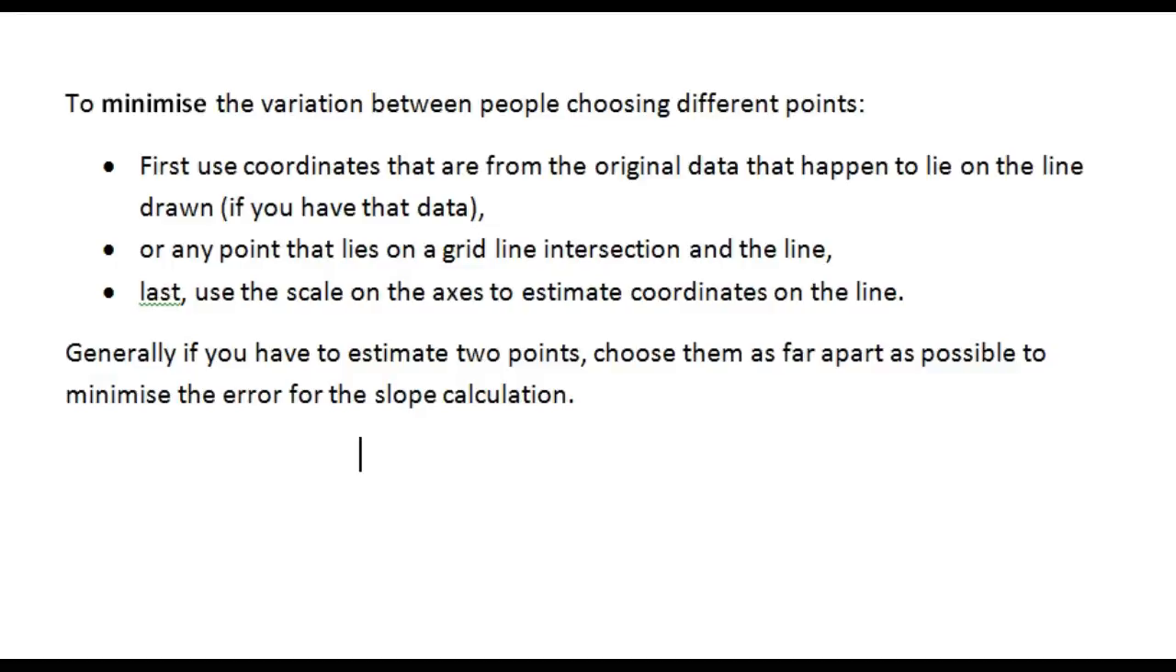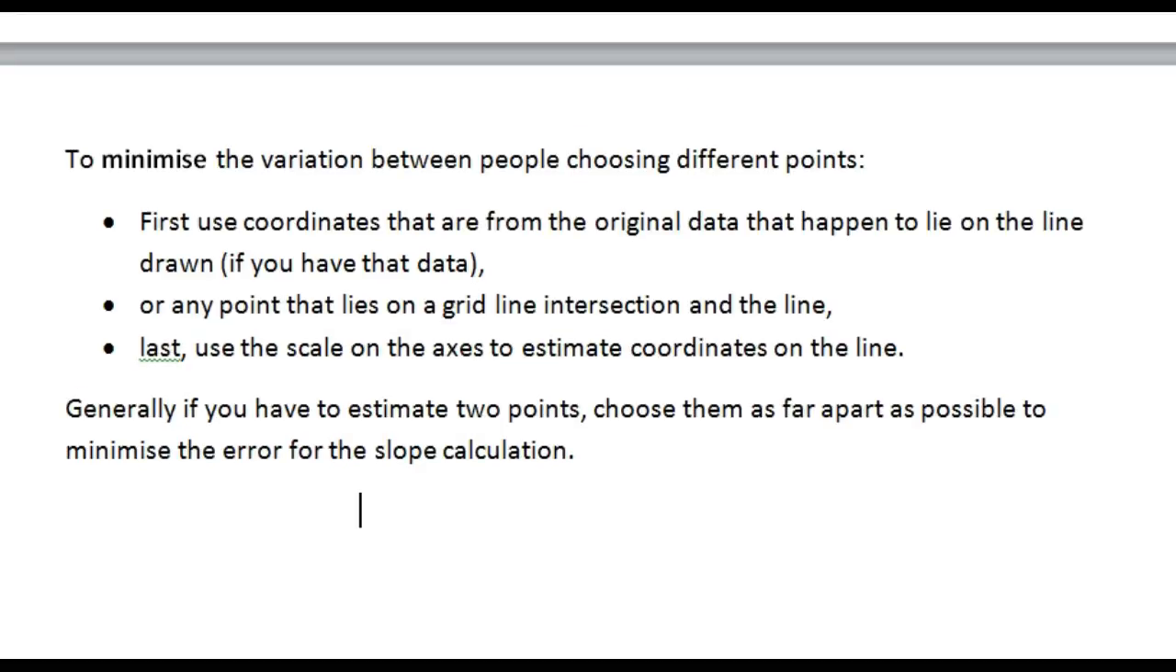The last thing we do if we have to is use the scale on the axis to estimate the coordinates on the line, and we may need to use a ruler to work out a proportion to find such estimated coordinates. Generally, if we do have to estimate the 2 points, choose them as far apart as possible, and that'll minimize the error for the slope calculation.